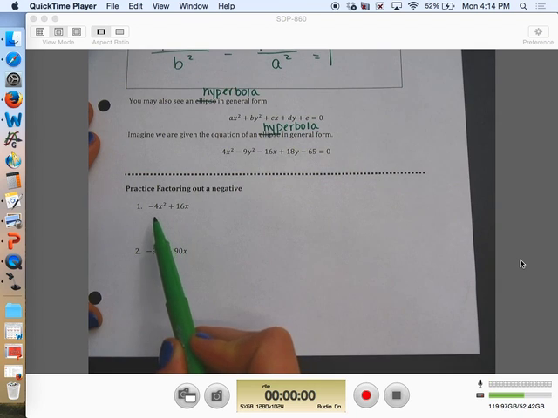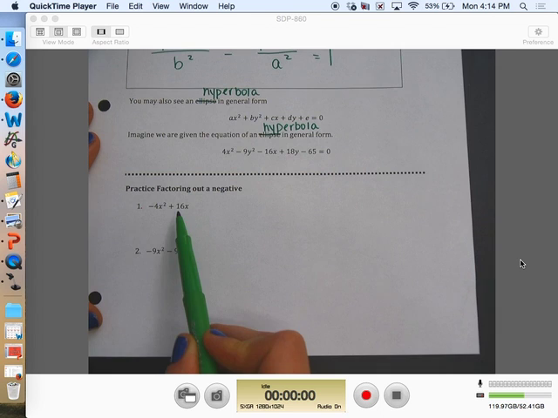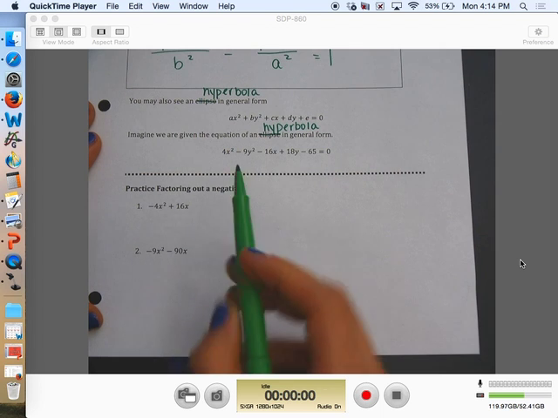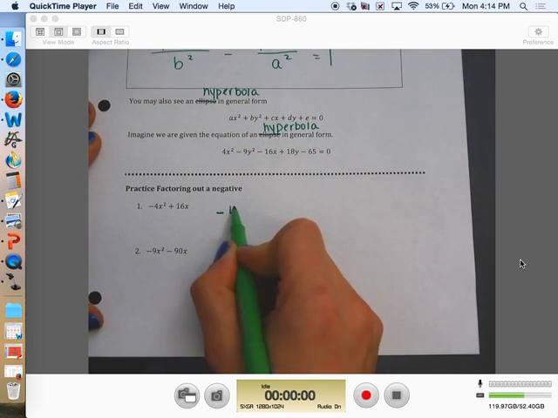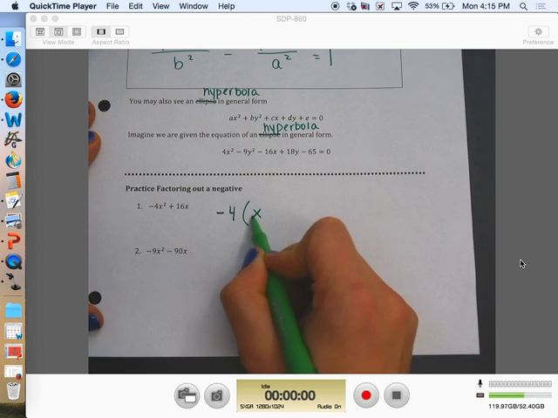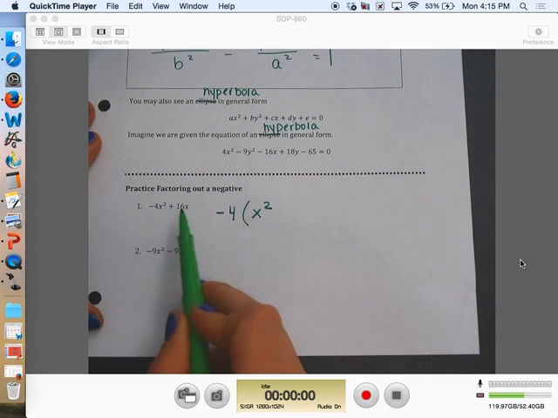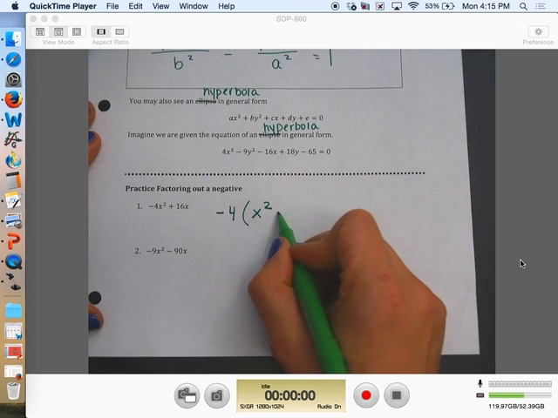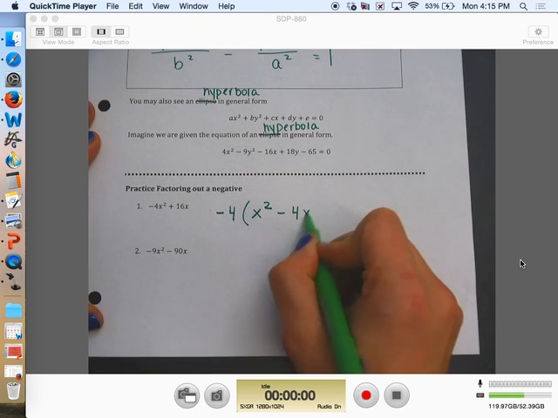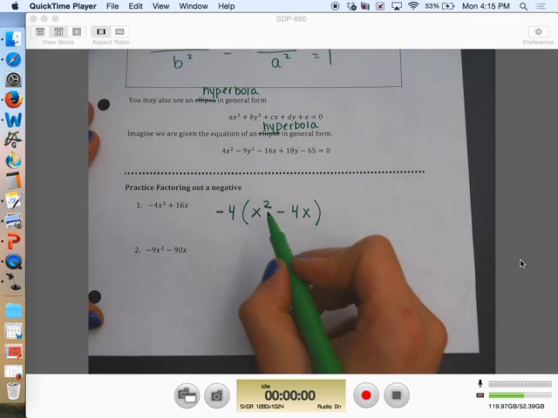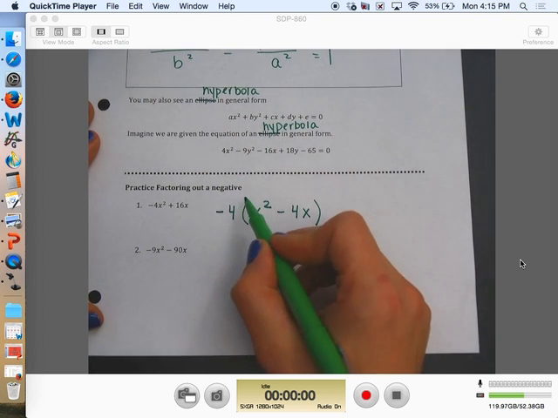First, I'm going to look for the largest number that I could divide out of -4 and 16. When the leading coefficient in front of our squared term is negative, we need to factor out a negative. Remember, when I divide -4 into +16, I have -4. You can always distribute to make sure that you factored correctly.